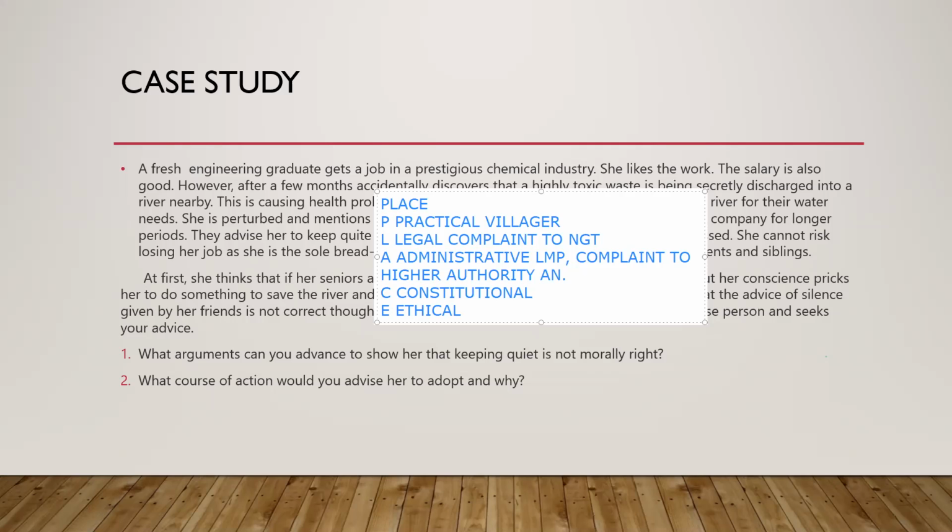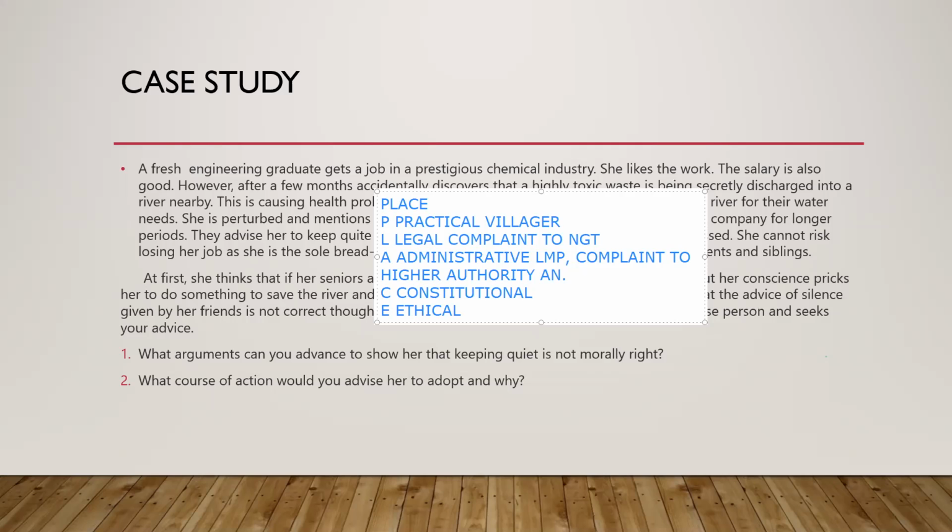Sir, can we handle this case study by saying that first she should exhaust all the internal mechanisms and then she should go for these things like NGT and more? No, no, no. You are not supposed to make a holistic ending. You can say that practically I would advise her to go directly to NGT, because you have done your job.